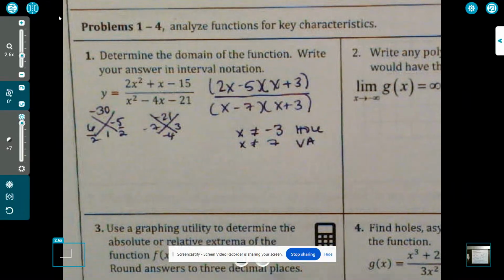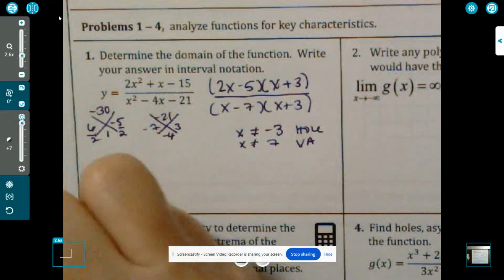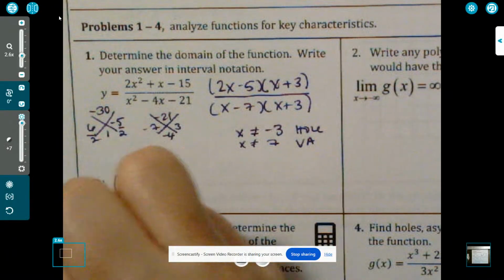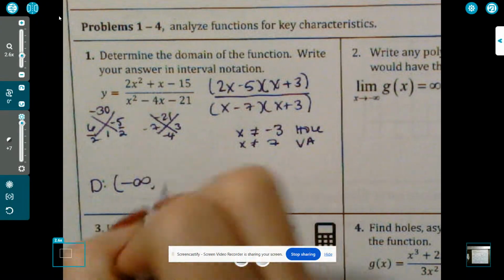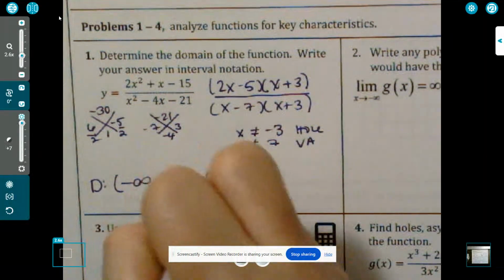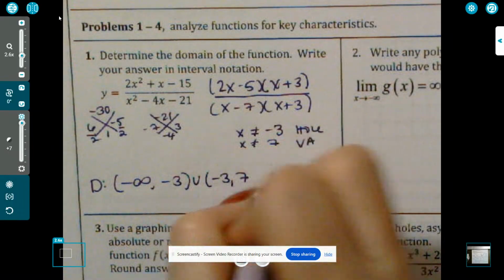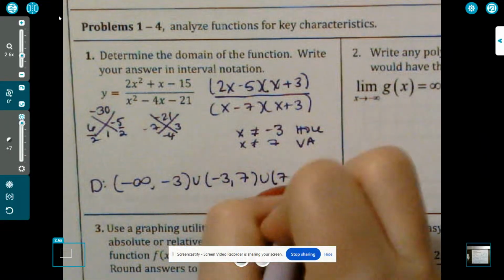So then my domain is going to be from negative infinity up to negative 3, union negative 3 to 7, union 7 to infinity.